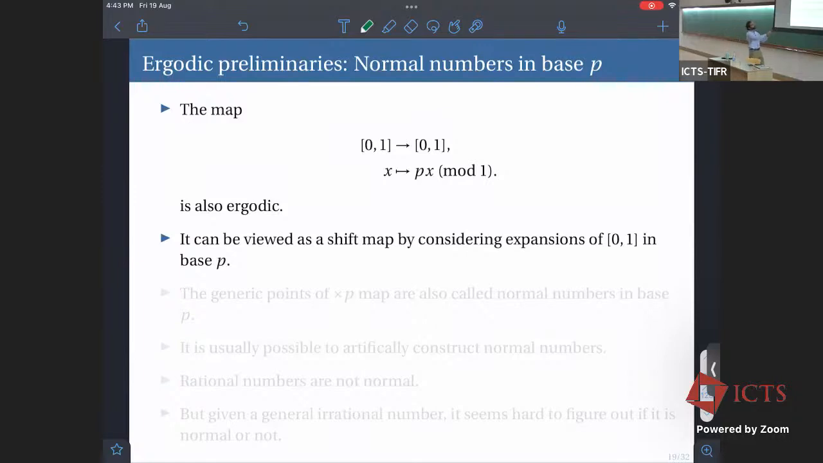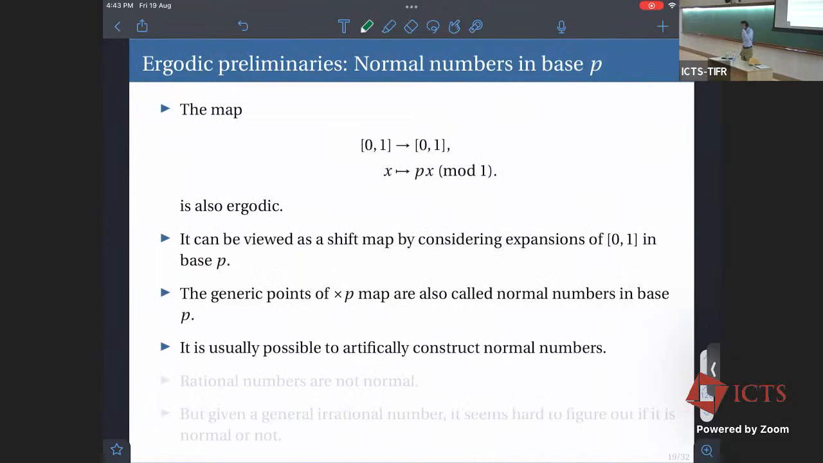Okay, and I will talk about this a little later. But again, if you look at Wikipedia, which is what I did, the generic points of the multiplication by p map on [0,1] are also called normal numbers, but in base p. And if I give you a specific base, maybe combinatorially you can artificially construct a normal number.